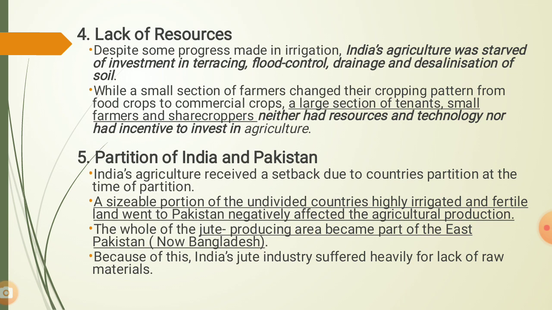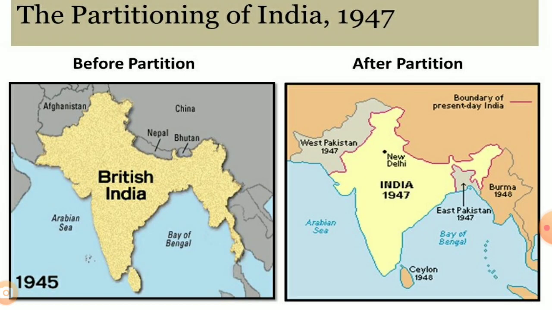Okay, now the fifth reason was the partition of India and Pakistan. Like before 1947, Pakistan was a part of India, but after partition, Pakistan got separated from India. Now this separation had an adverse effect on the agriculture sector of India. How? Let us look at it. If you are able to see the map of India before and after partition, in the before-partition map, East Pakistan, which is now Bangladesh, was a part of British India.